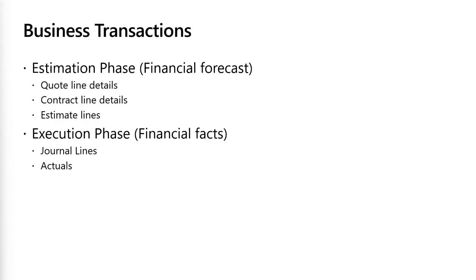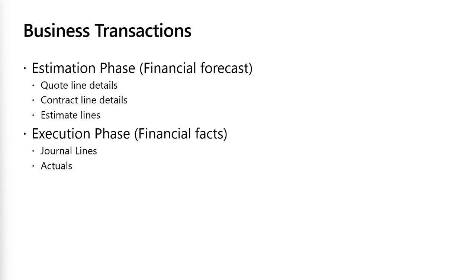So it's important to understand the concept of transaction class. Business transaction is an abstract concept that is not represented by any entity in Project Operations. However, some common fields and processes on entities are designed to use the concept of business transactions. The following entities use this abstraction. So you might be aware of, we can create quote lines, contract lines, estimate lines, and then we have the concept of journal lines and actuals.